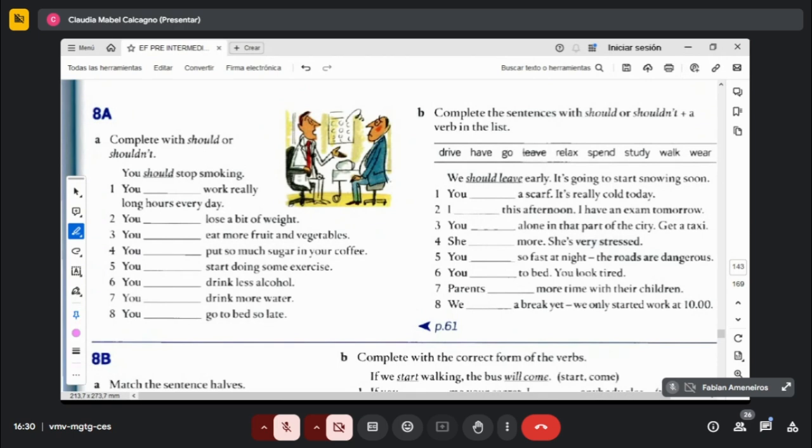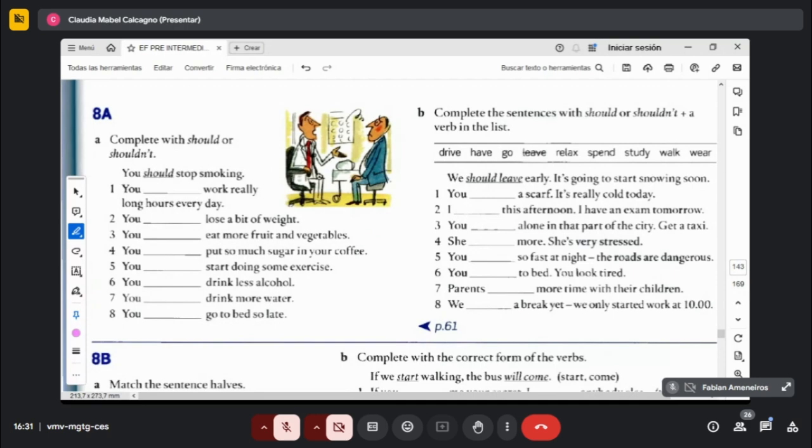For example, number 1, you work really long hours every day. Should or shouldn't? Shouldn't. You shouldn't work. Number 2, you should lose a bit of weight. Okay, yes, should. Number 3, you should eat more. Yeah, you should. 4, you shouldn't. 5, you should. Number 6, you should drink less alcohol.